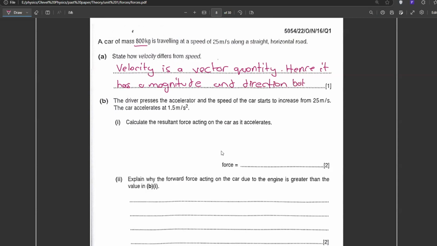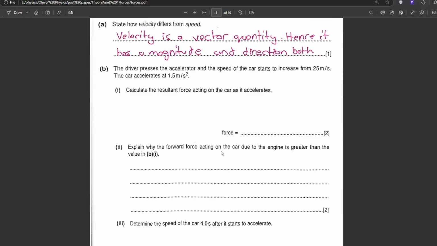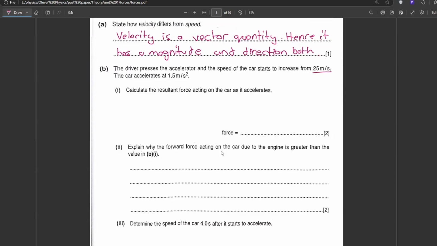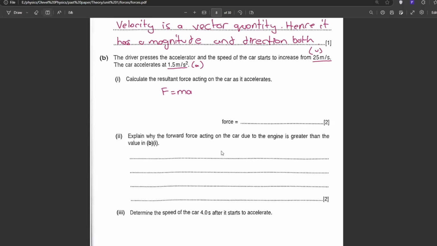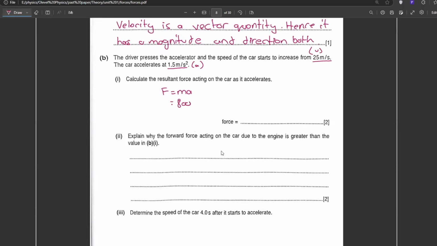Let's further move ahead. Let's see part B. The driver presses the accelerator and the speed of the car starts to increase from this. This is your initial speed. The car accelerates at this. This is your acceleration. Calculate the resultant force acting on the car as it accelerates. F is equal to ma. The mass of the car is 800, so 800 multiplied by 1.5 comes out to be 1200 Newton as your resultant force.